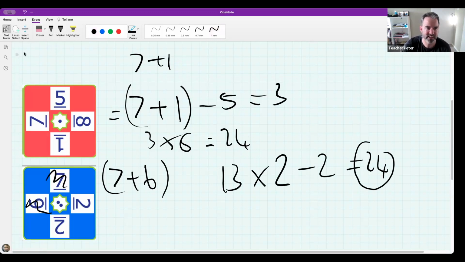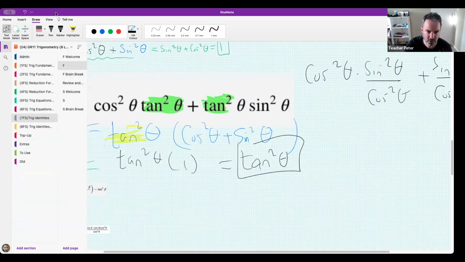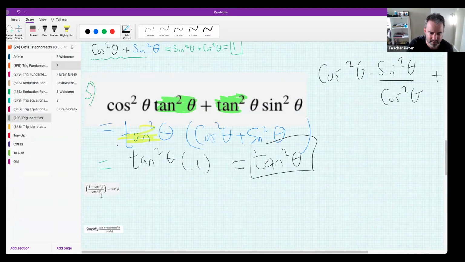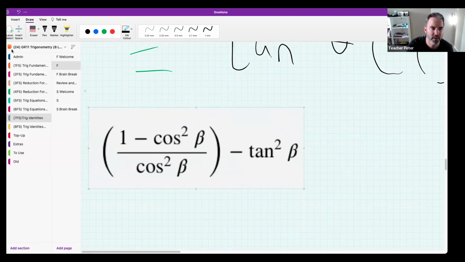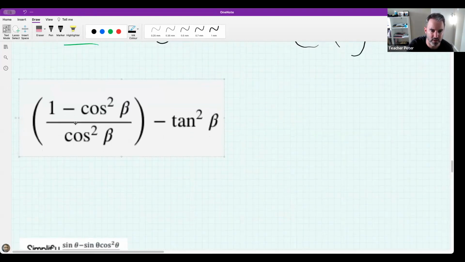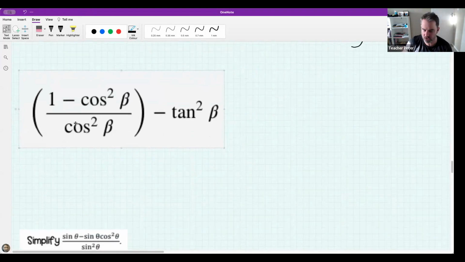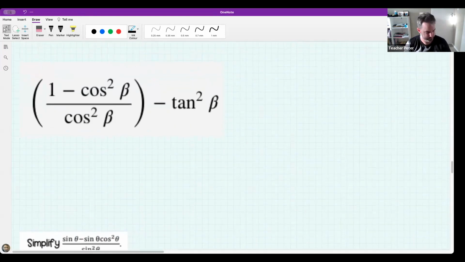Okay, everyone, let's get back to our trig identities. So we are now going to have a look at something like this. And this looks rather tasty. So I want some ideas from the class. What would you substitute or replace to start simplifying this question? Where would you start to simplify this question?